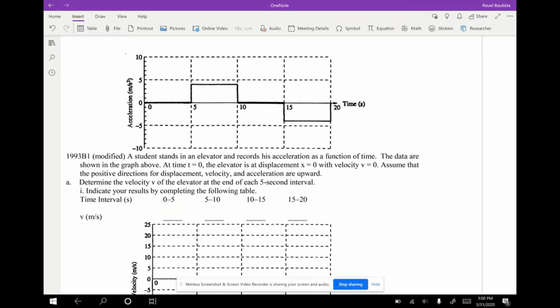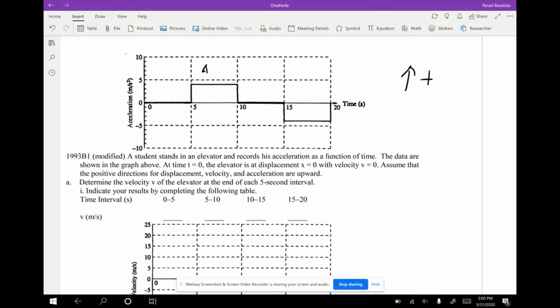So we know the acceleration during the first 5 seconds. We know the acceleration from 5 to 10 seconds, and so on and so forth. The acceleration from 0 to 5 seconds is 0, meaning there is no acceleration during that time, meaning there's a constant velocity during that time. From 5 to 10 seconds, the acceleration is 4 meters per second squared, which means during that time the velocity is increasing by 4 each second. Then 10 to 15, we're back to 0, and from 15 to 20, we're at negative 4 meters per second squared acceleration.